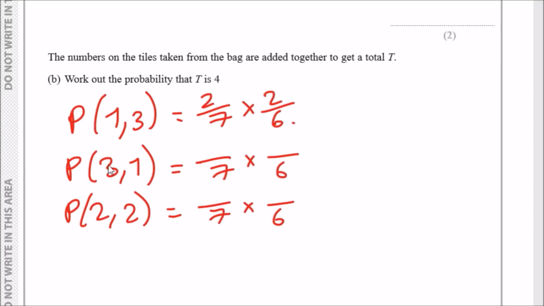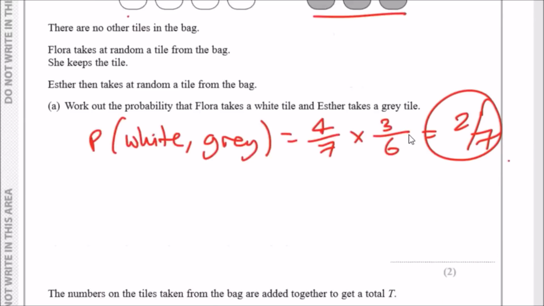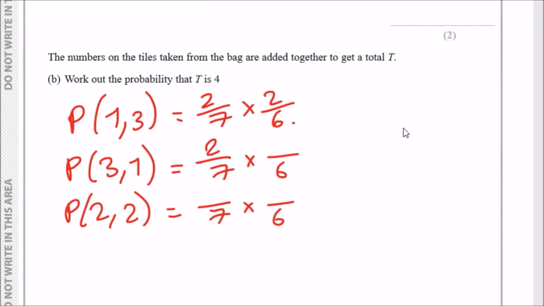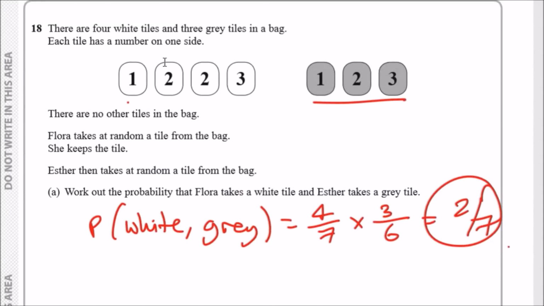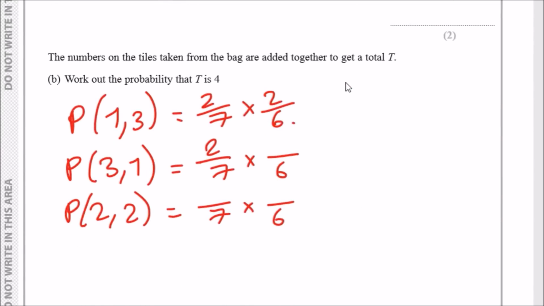Now, what's the probability of taking a 3 first? Well, again, there's 2 3s, so it'll be 2 7ths. Esther keeps the card. And the probability of getting a 1, well, there's 2 1s, so it'll be 2 6ths. So again, identical probabilities at the top.